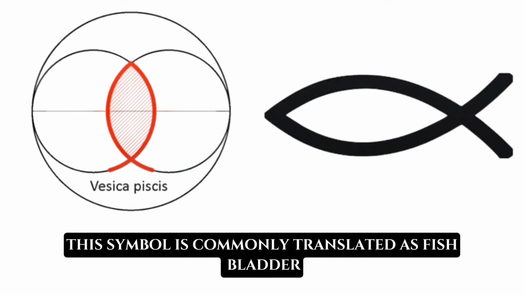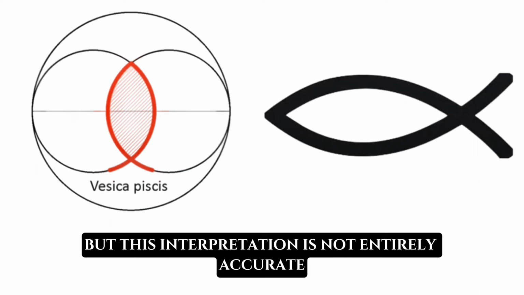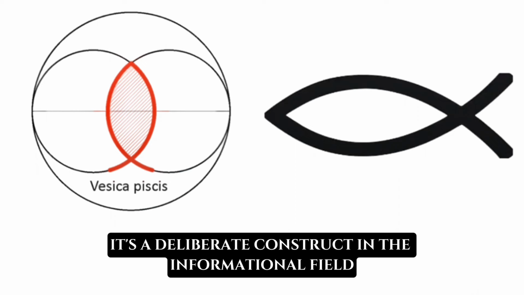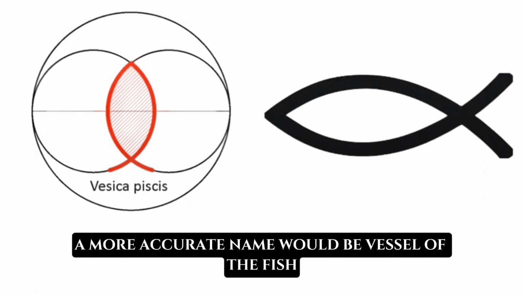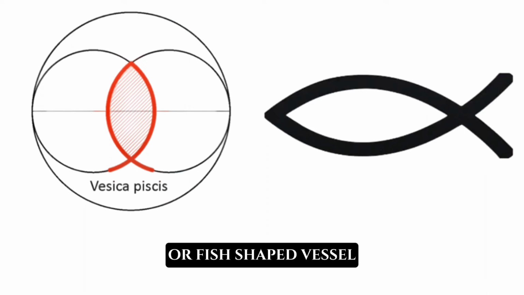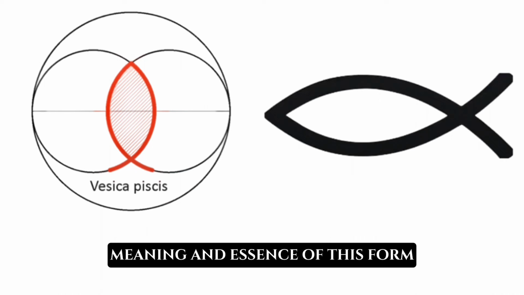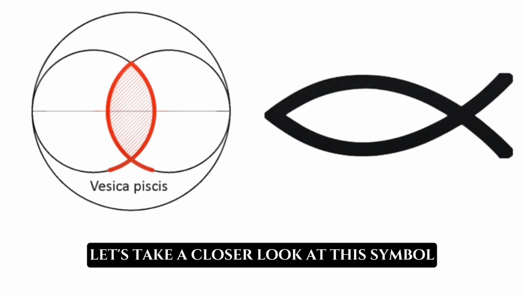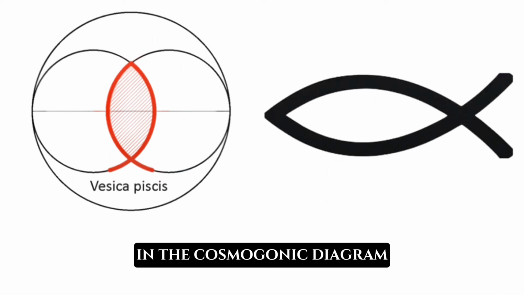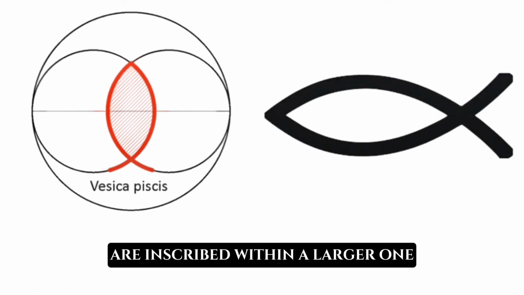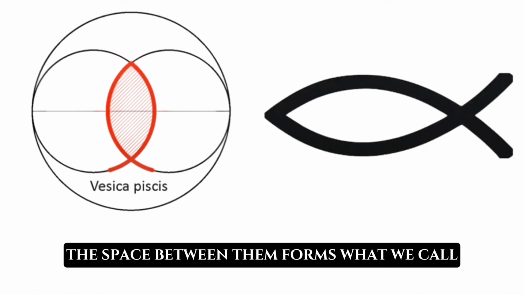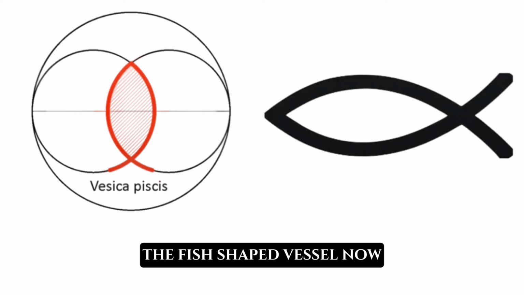As noted earlier, this symbol is commonly translated as fish bladder. But this interpretation is not entirely accurate. It's a deliberate construct in the informational field. A more accurate name would be vessel of the fish, or fish-shaped vessel, which far more precisely reflects the sacred meaning and essence of this form. Let's take a closer look at this symbol. In the cosmogonic diagram, this symbol appears as a form where 2 smaller diameters are inscribed within a larger one. The space between them forms what we call the fish-shaped vessel.